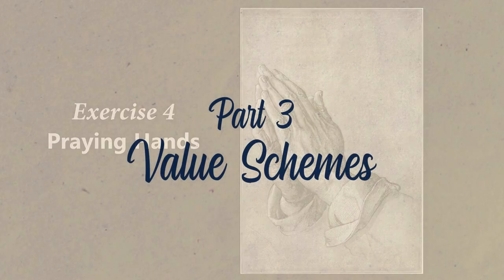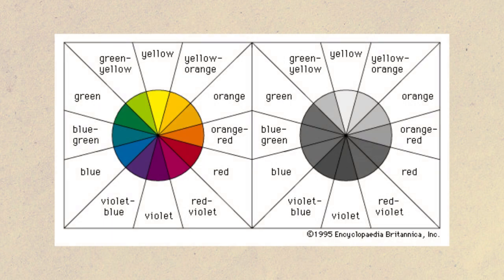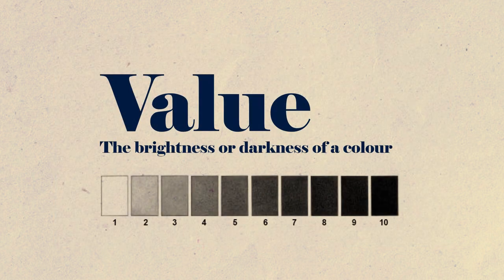Alright, before I end off today's lesson, I just want to highlight a somewhat intermediate topic, but I think it's important for you guys to know about this right now, and that is the concept of value schemes. Now, each color has its own inherent value, something that I mentioned before in the terminologies part of this video. Value is the brightness or darkness of a color.